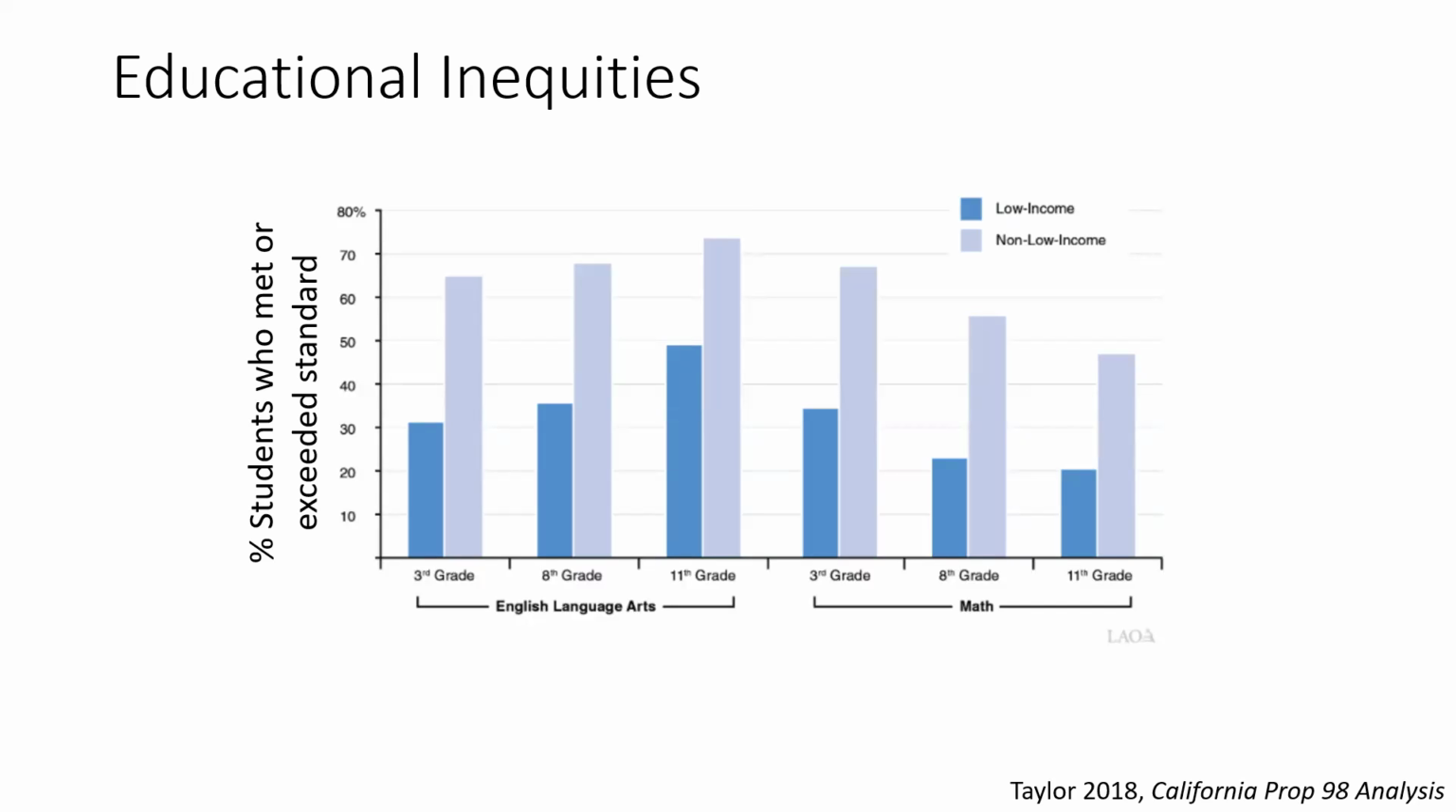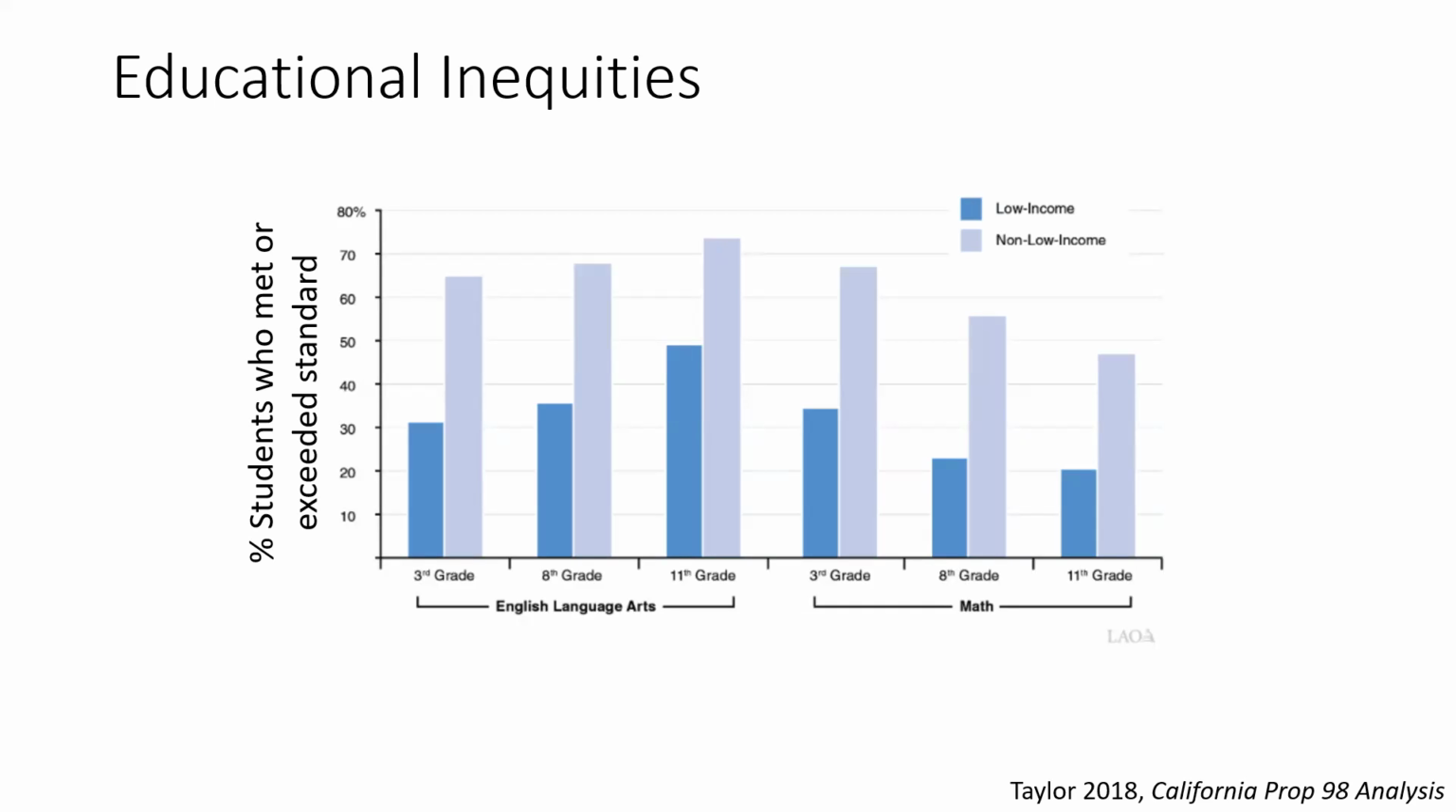So we're looking at 3rd grade, 8th grade, 11th grade in English language arts and math. And then on the y-axis, what we're looking at is the percentage of students who are meeting or exceeding the state standards in this grade level and subject area combination. But the data are disaggregated by student family income level. So in dark blue are students from low income families, and in light blue are students from high income. And you can see across grade levels and across content areas, students from low income backgrounds are less likely to meet or exceed standards in comparison to their high income peers. So this is a quintessential educational inequity.